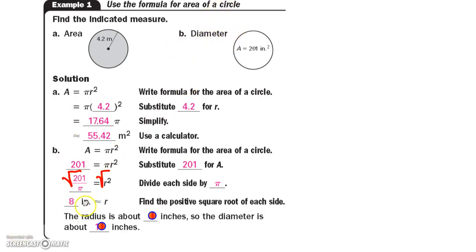The question is what is the diameter? We've solved for the radius, so we have to do what? What do we have to do to the radius to get the diameter? That's right, we have to double it. So if we double 8, we get 16. So the diameter of that circle is 16 inches. Okay?